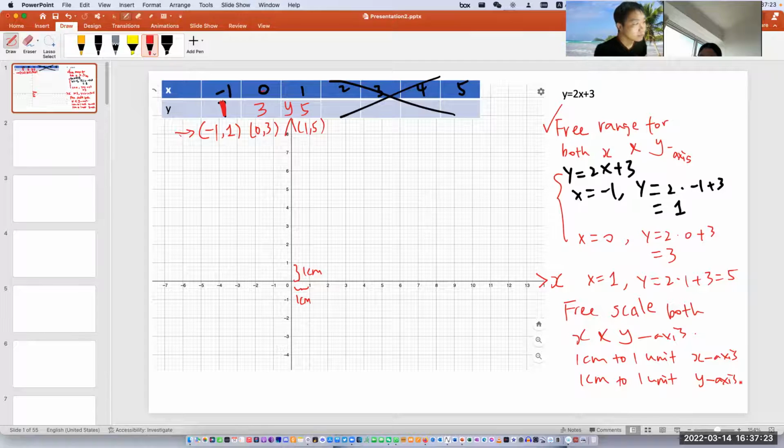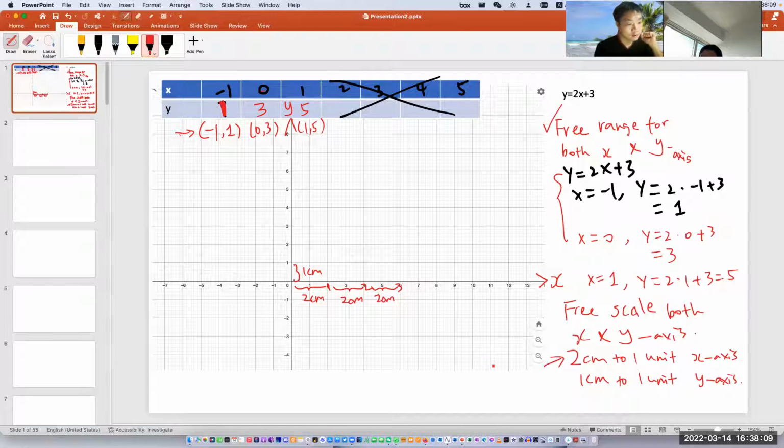So what if the question says, hey, I want 2 cm to 1 unit for the x? So it's not 1 cm to 1 unit for the x, it's 2 cm for 1 unit. How does this change the scale? 2 cm to 1 unit changes your x-axis. So you just use 2 cm. Instead of the 1 here, now the 1 should be here. Then where is your 2? 2 cm after, so this is your 2. Then 2 cm later is your 3.